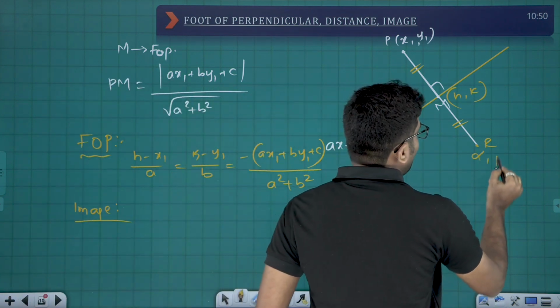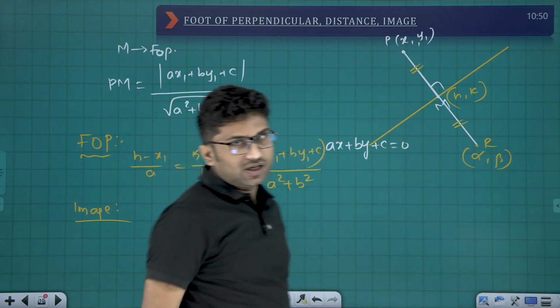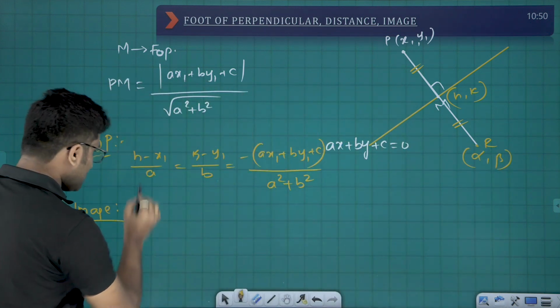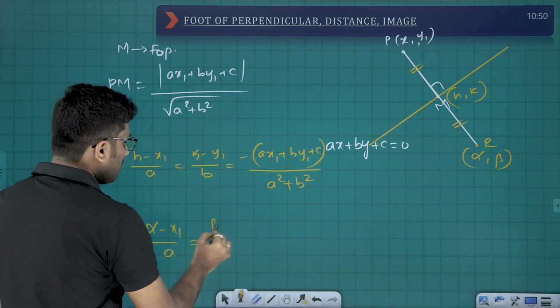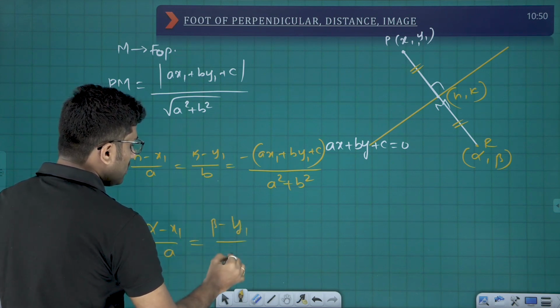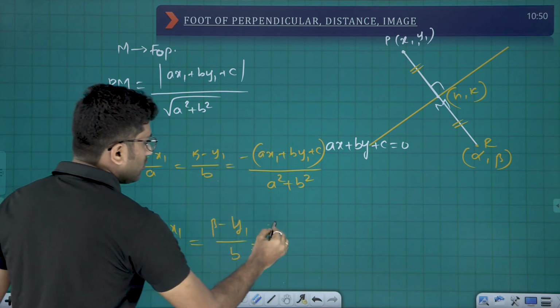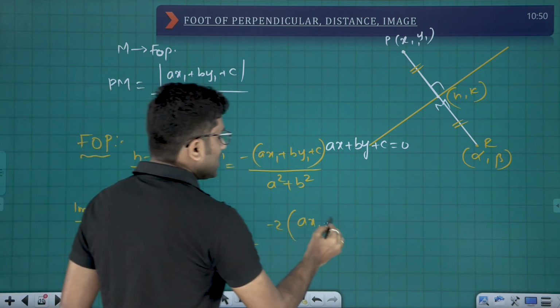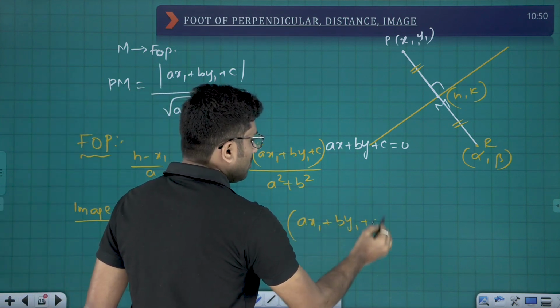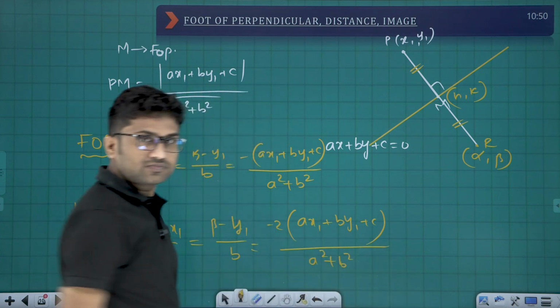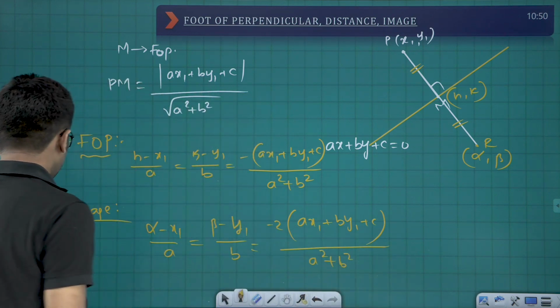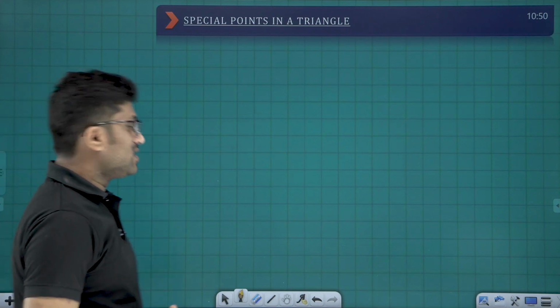Now let's say alpha comma beta be the coordinates of that image. So how do we get that image? Same formula, friends. (alpha minus x1)/a = (beta minus y1)/b = in place of minus 1 we put minus 2 of (ax1 plus by1 plus c) divided by (a square plus b square). Clear?